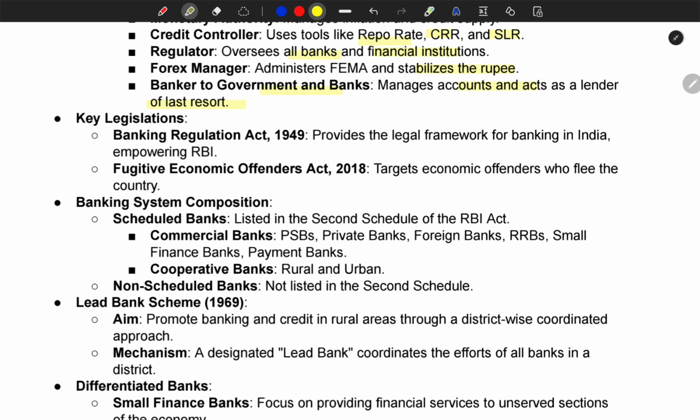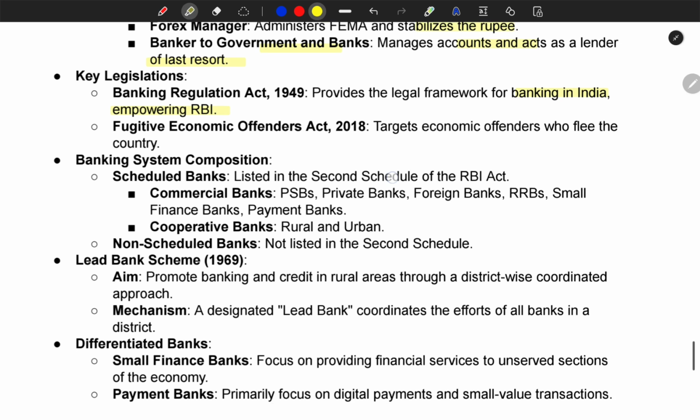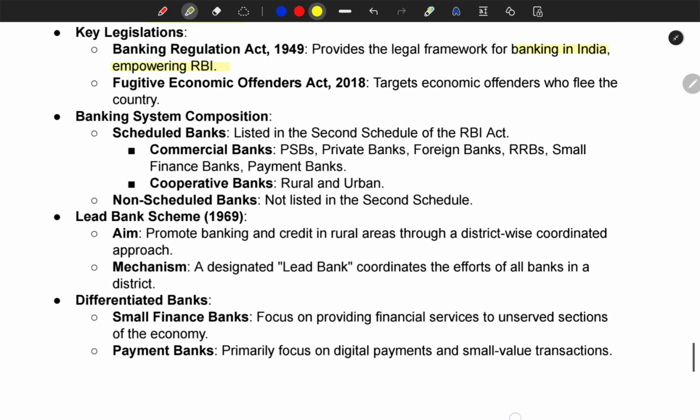Key legislation: Banking Regulation Act 1949 provides the legal framework for banking in India, empowering the RBI. Fugitive Economic Offenders Act 2018 targets economic offenders who flee the country.